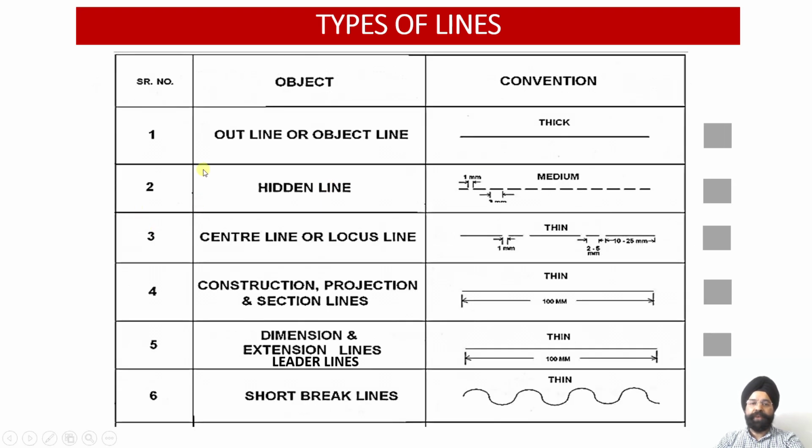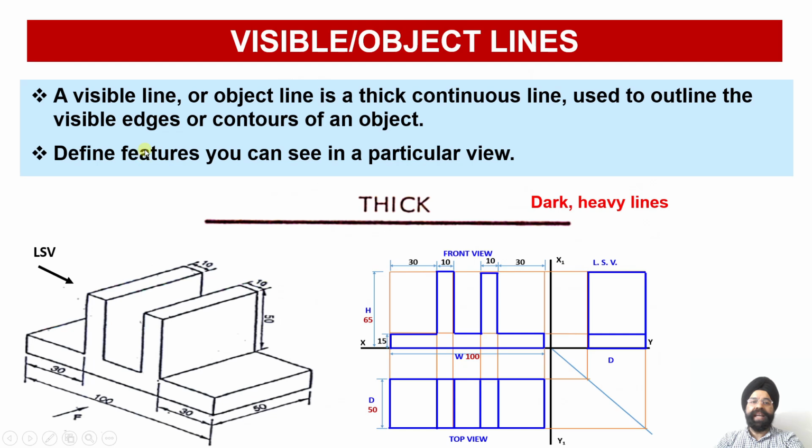So let us start with the first type of line, which is called the object line or outline, or it is also called the visible line. This is a line in which we are drawing a continuous thick line. It is used to draw the outline of the visible edges or contours of the object. This type of line defines the features you can see in a particular view. So this will be drawn thick, and obviously if this line has to be drawn thick, we are going to use HB pencil to draw this particular type of line. So this will be a thick and continuous line.